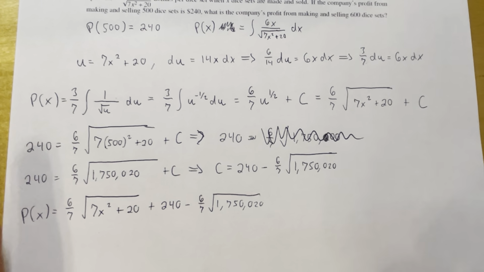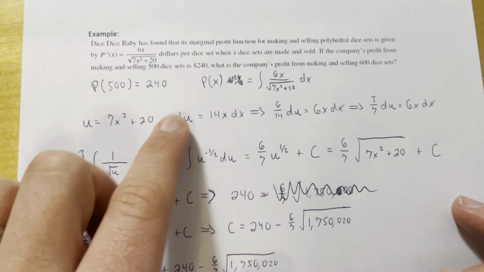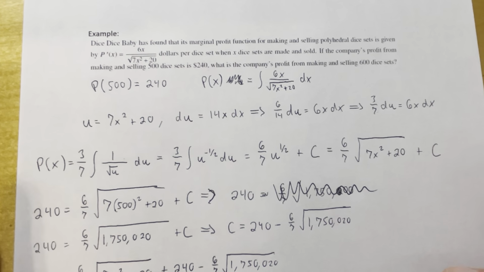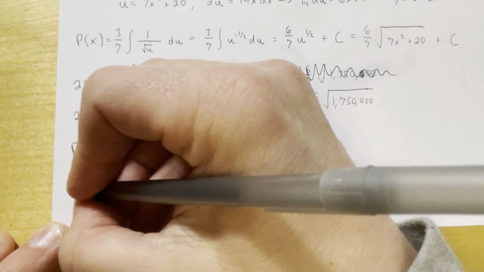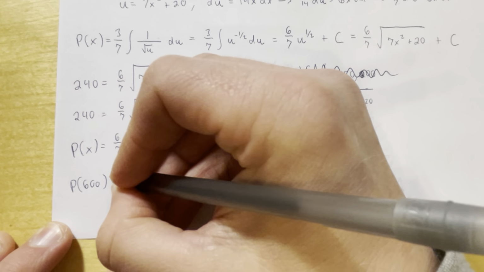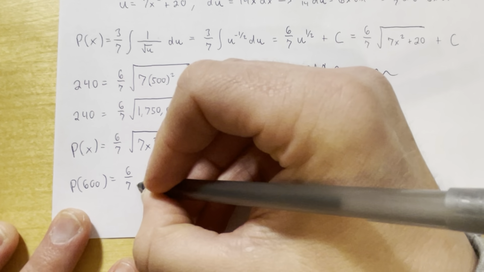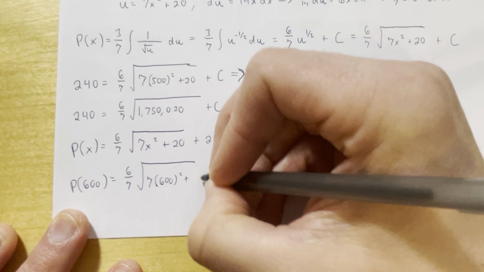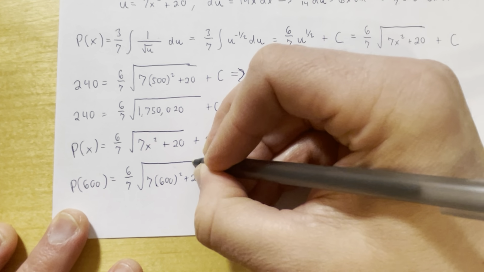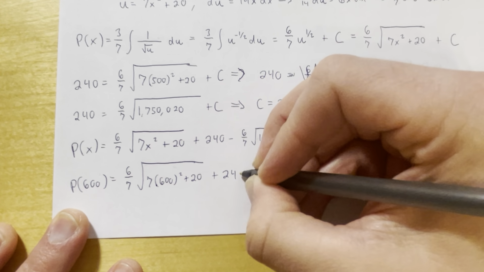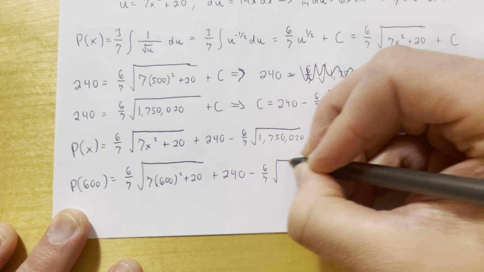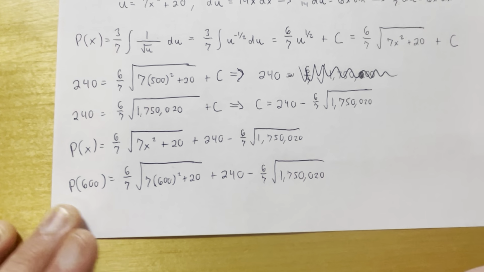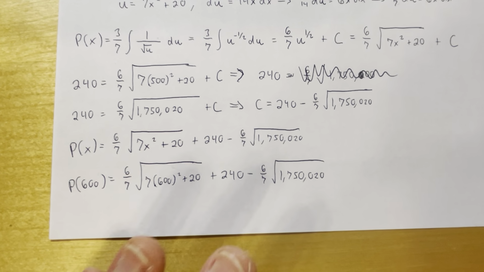It didn't just say find a profit function. Specifically, it said find the profit from making and selling 600 dice sets. So what that is P of 600. So we would go in here, we would plug 600 in. 6/7 times the square root of 7 times 600 squared plus 20 plus 240 minus 6/7 times the square root of 1,750,020. That all goes into a calculator. Don't try and do that by hand.